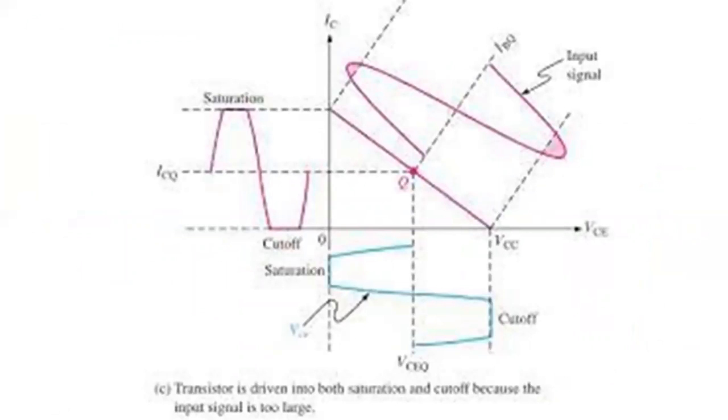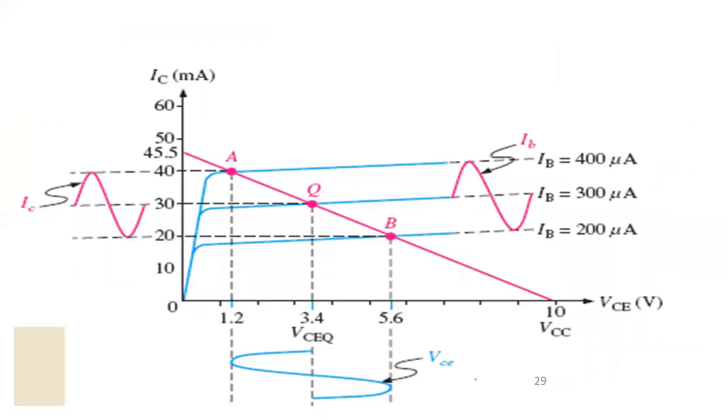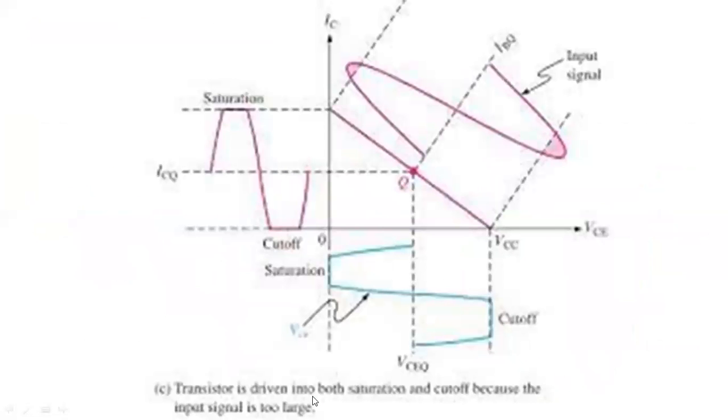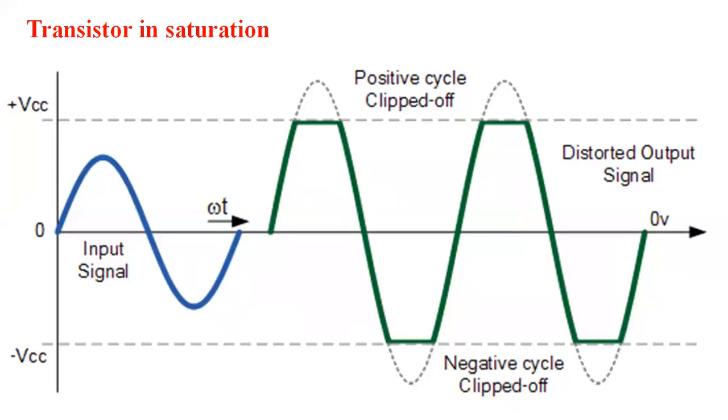For that purpose we have to maintain the gain and the input current, whatever the base value, the collector current value and the collector voltage value, properly so that we get the proper amplified signal. So this is what biasing is. That's why biasing is needed.